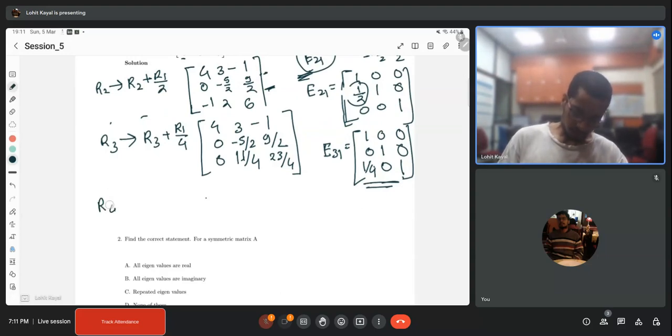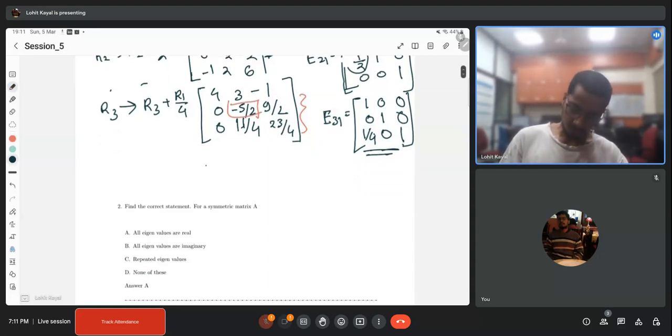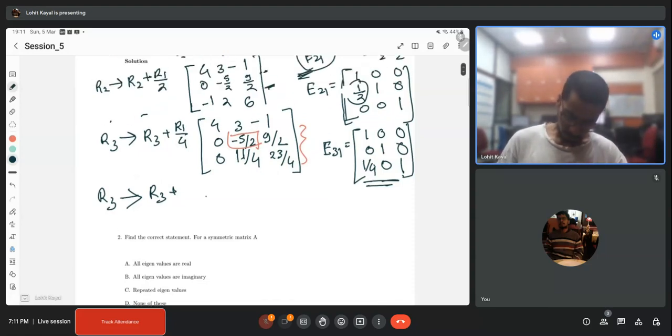Now the next step. This is our resultant matrix so far. Now this is the pivot element, and I need to operate on this. So let's do the operation. Now this is a little bit tricky. R3, so this is 11 by 4. So I need to multiply this by something so that we get minus 11 by 4, and we will just add it. So what will be the factor?